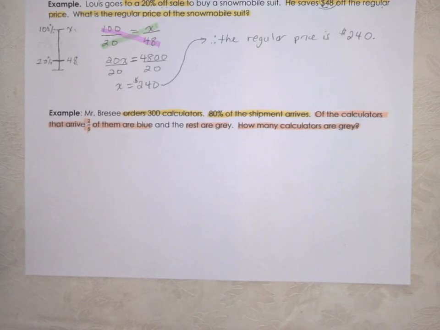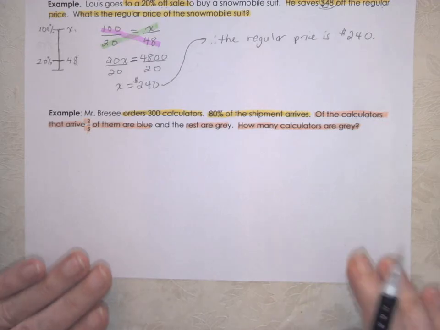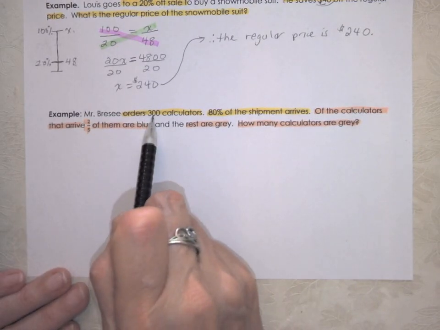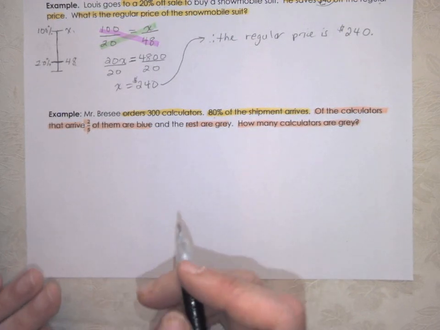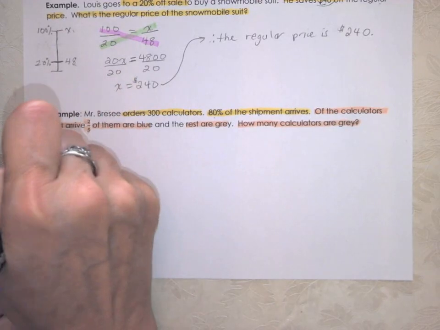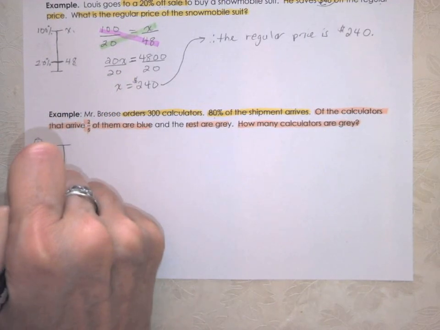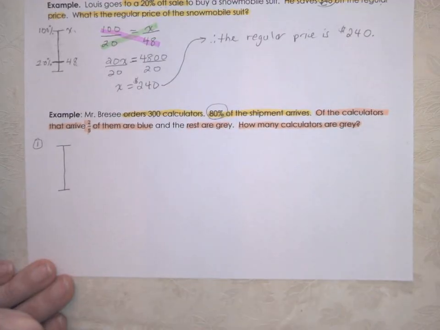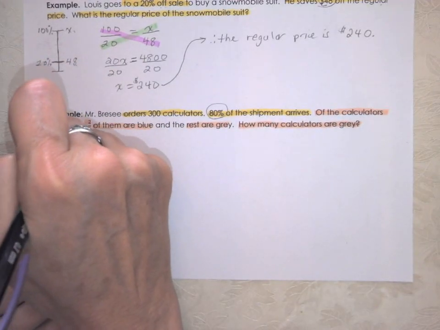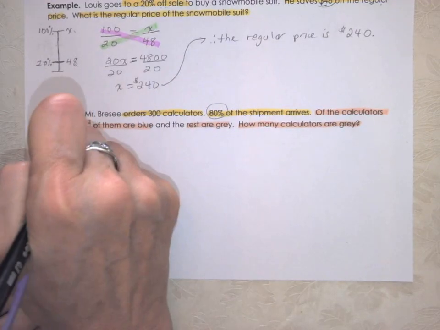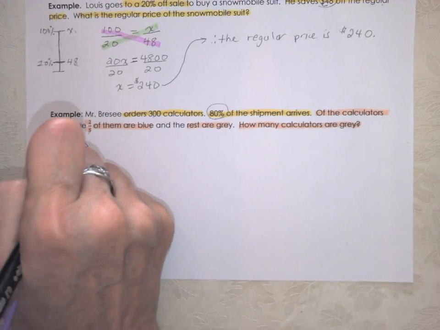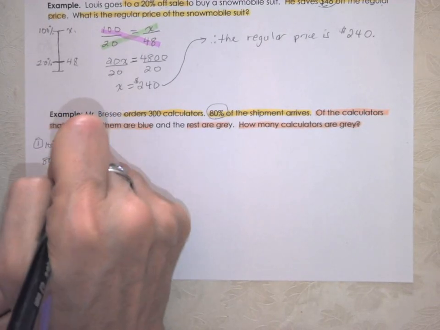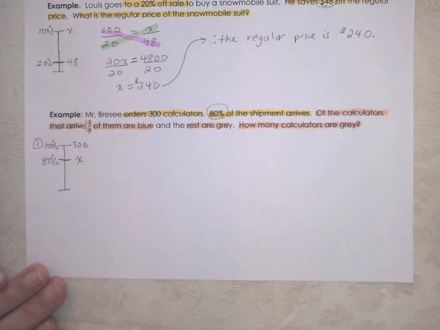So there's a lot of info given in this question, and usually when that happens, there's more than one step or more than one proportion. So we're going to start off with the 300 calculators, only 80% arrives. So we're going to figure out how many calculators actually arrived. So here's our first step. So I'm going to make my percent whisker because we're dealing with percentages in this first question. And we know that 100% is a total for percent. And the total number that he ordered was 300 calculators. 80% of the shipment arrived. So we want to know how many of those 300 calculators arrived.